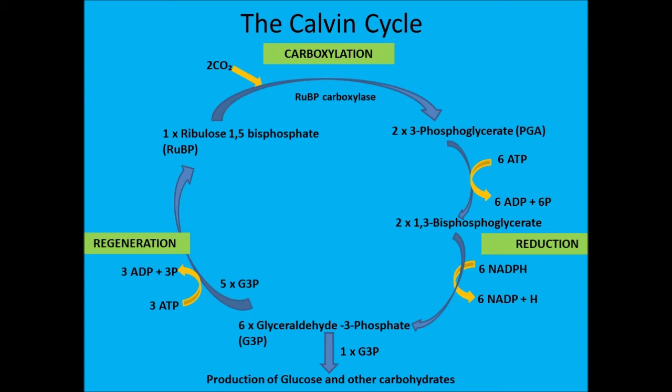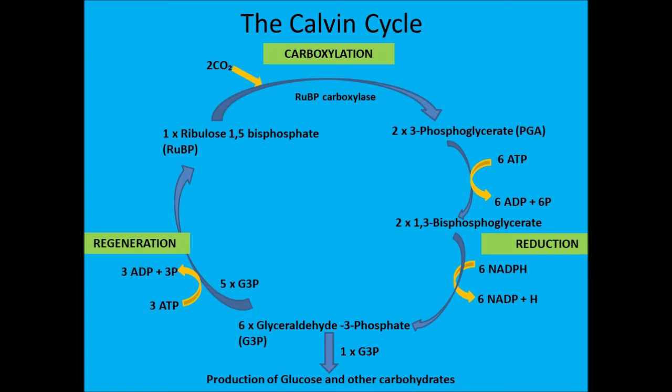Regeneration. Glyceraldehyde 3-phosphate, having been produced by the reduction process, is then used to regenerate ribulose 1,5-bisphosphate and also to synthesize glucose. In a single Calvin cycle, 2 carbon dioxide molecules must enter the cycle, producing 1 glyceraldehyde 3-phosphate molecule which goes to make glucose, and the remaining glyceraldehyde 3-phosphate molecules go to produce a single ribulose 1,5-bisphosphate 5-carbon molecule required to run the next reaction.